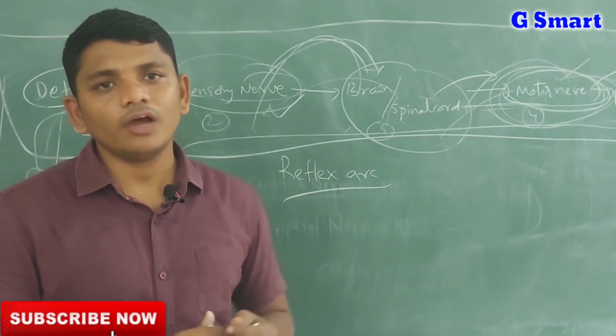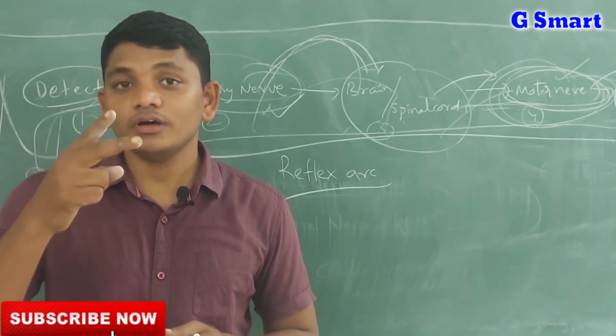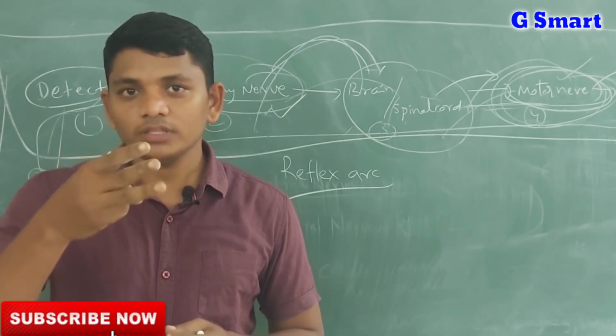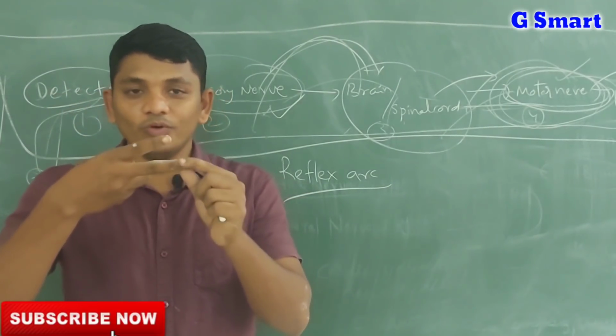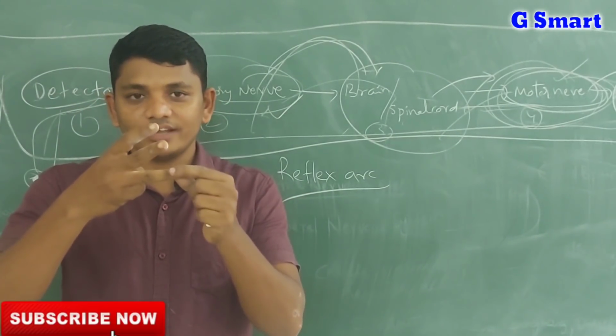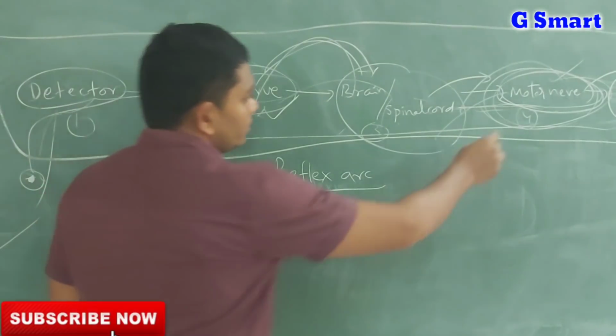So from this you have to understand one thing: nerve cells are mainly of three types. Among these three, we already discussed the sensory nerve and the motor nerve, and the third one is called the associate nerve. What is that? Associate nerve.